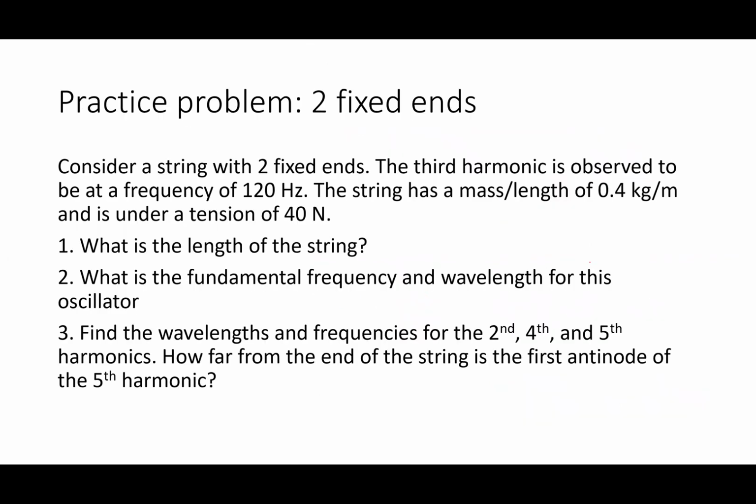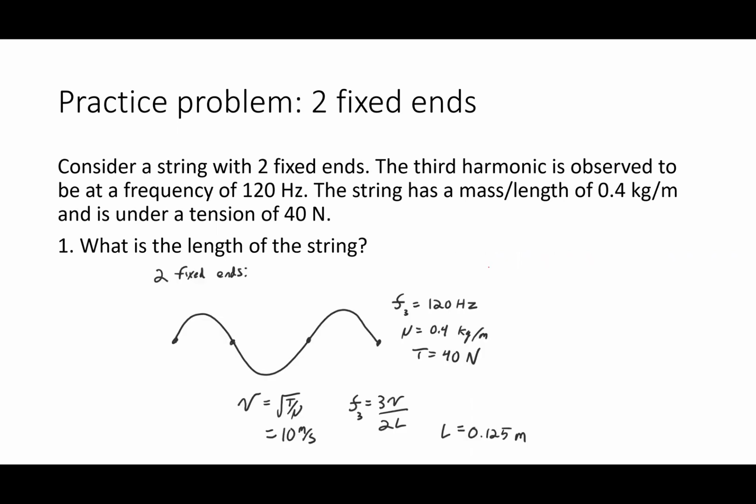So for the practice problem here, we had to find the length of the string, the fundamental frequency and wavelength. Because we know the third harmonic, we know that the shape of the wave on the string captured in a snapshot would look something like this. The expression for the wavelength would be 2/3 the length of the string. So one wavelength would be this crest and the trough, so that represents 2/3 of the length. And I can relate the frequency in terms of the wavelength and the velocity.